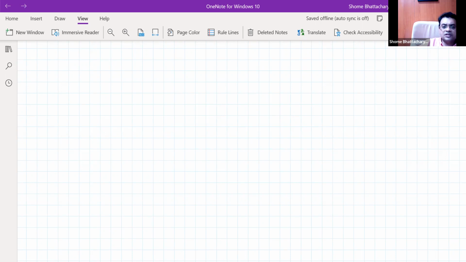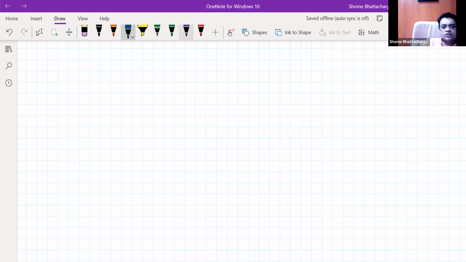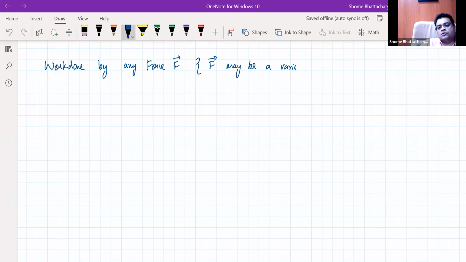So in general, both things are possible, that a force can be variable both in terms of magnitude as well as direction. So in that case, how do we calculate the work done by a force? Okay. So this is the more general definition of work done, because we will cover variable forces also in this. So work done by any force F. So this covers the case where F may be a variable force also.